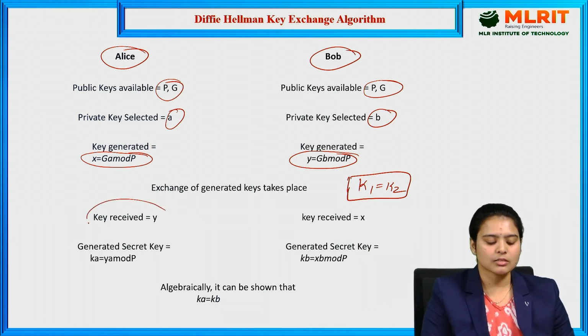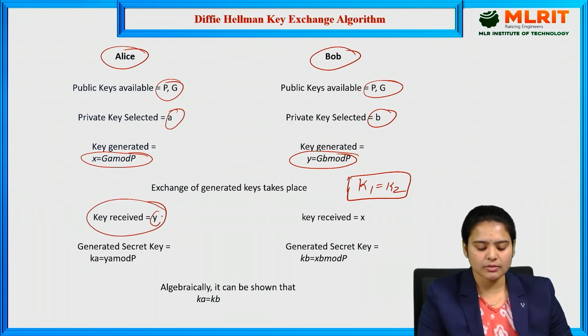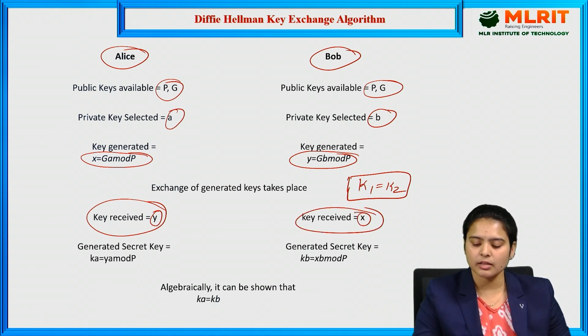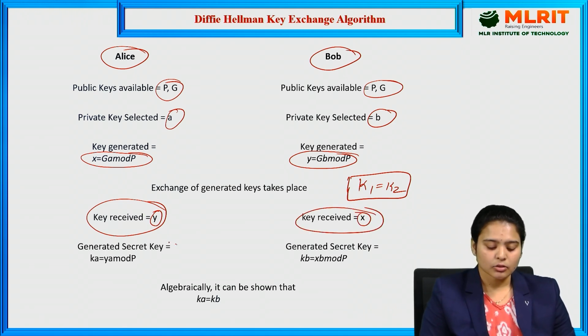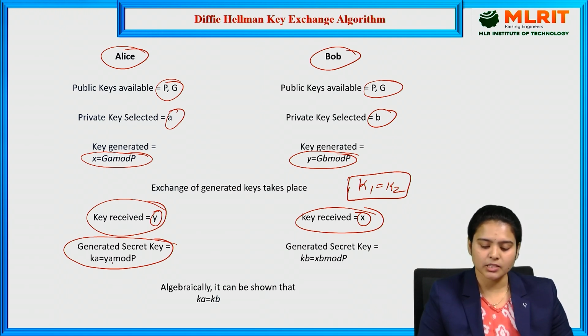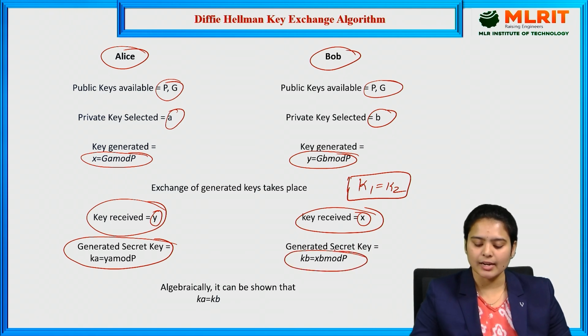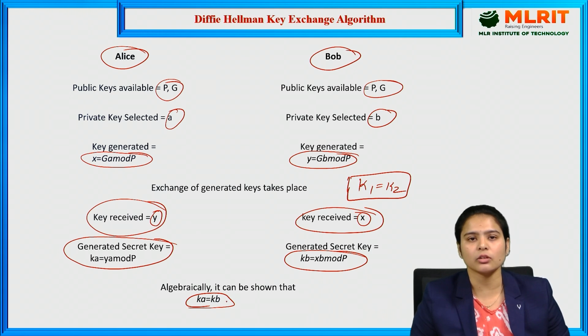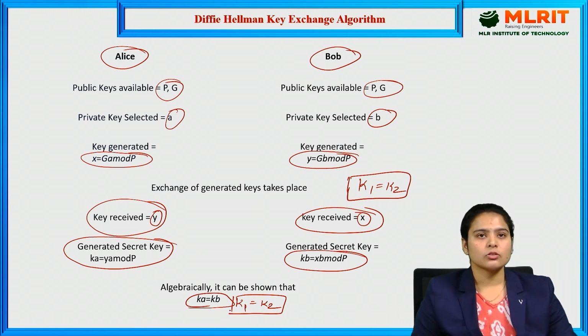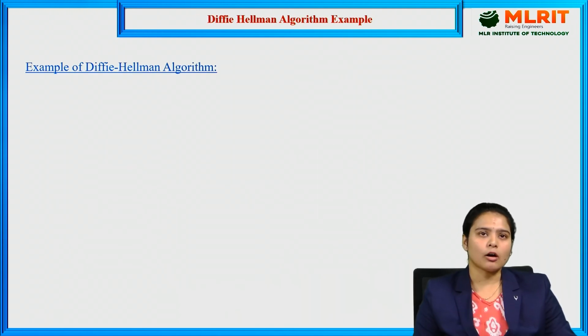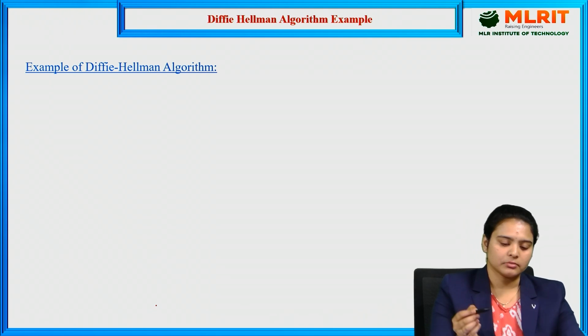So the key received by Alice is Y and the key received by Bob is X. Then the generated key should follow the formula X equals G^A mod P. While we are substituting here, we need to take Bob's one, again the opposite of Alice's. So algebraically we need to show that KA equals KB, that is nothing but K1 equals K2. So let us see one example of the Diffie-Hellman key exchange algorithm.